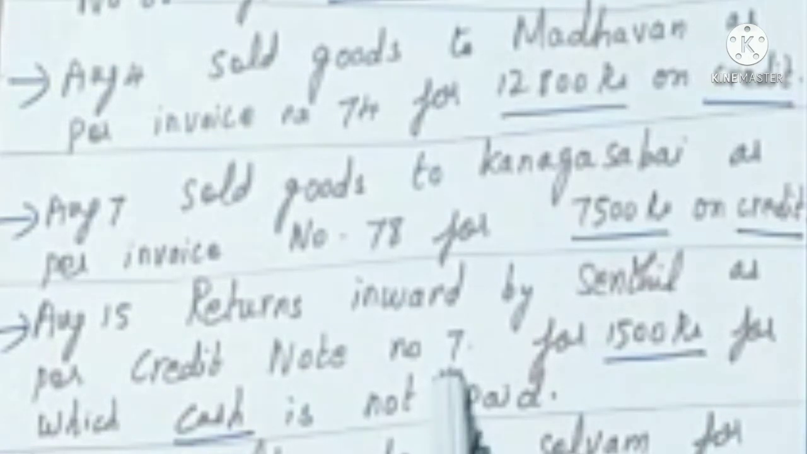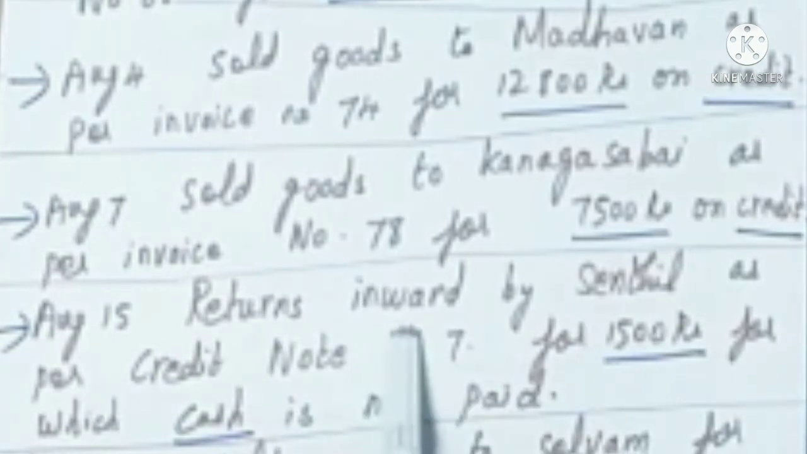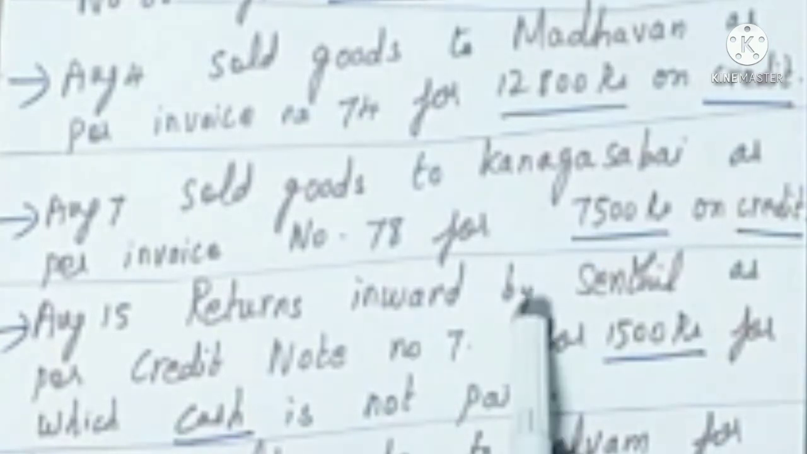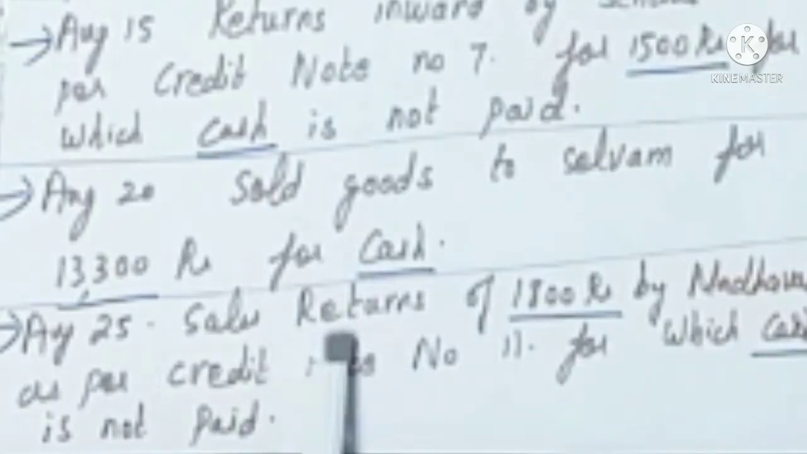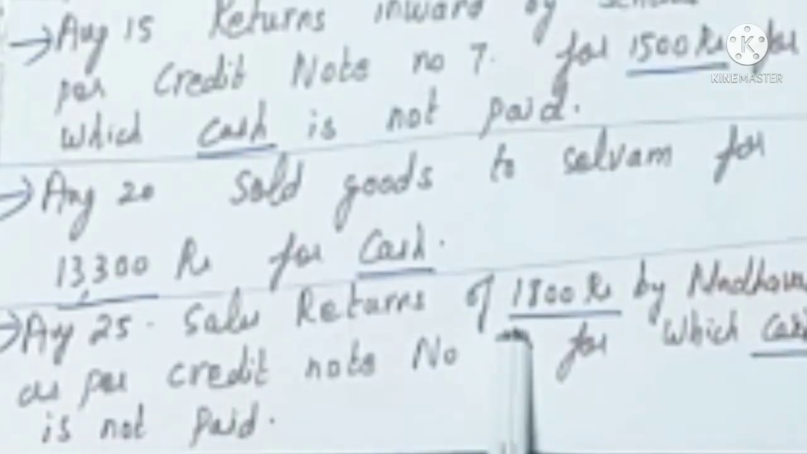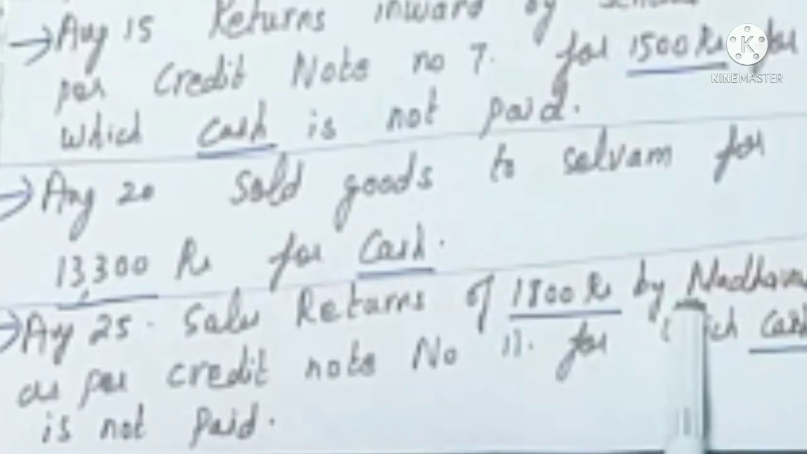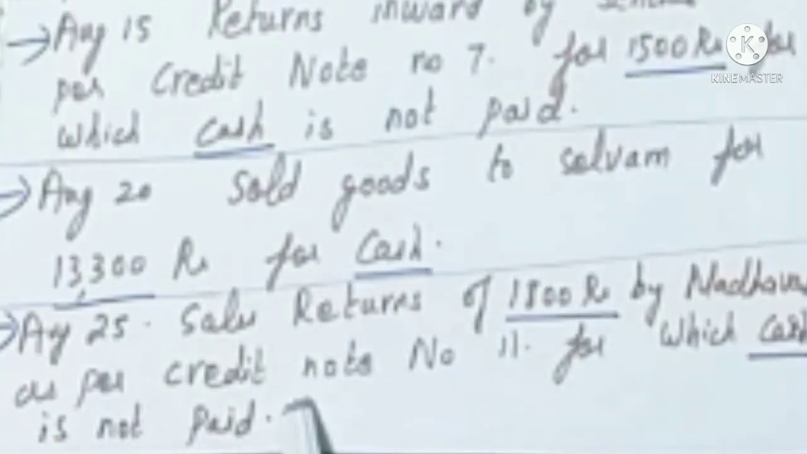credit note number 7 for 1,500 rupees, for which cash is not paid. So the goods are returned by Sendil. It is called sales return. This transaction should be recorded in sales return book. And this one, sales return of rupees 1,800 by Madhavan, is also recorded in sales return book, for which cash is not paid.